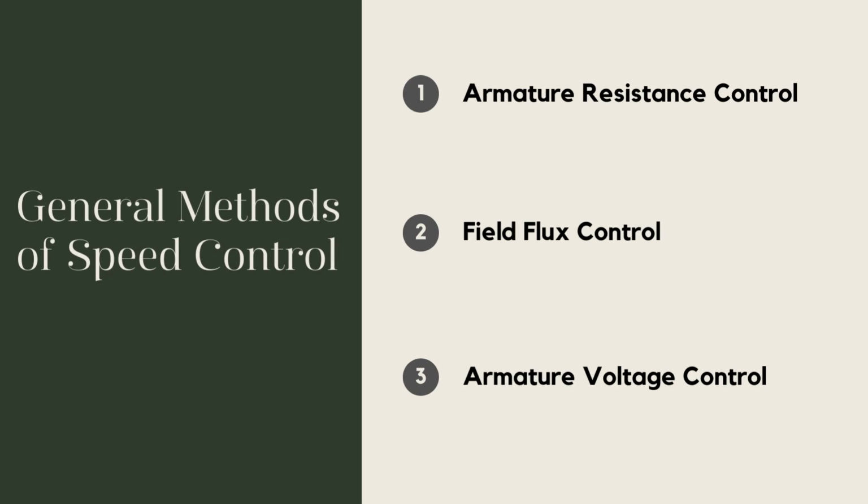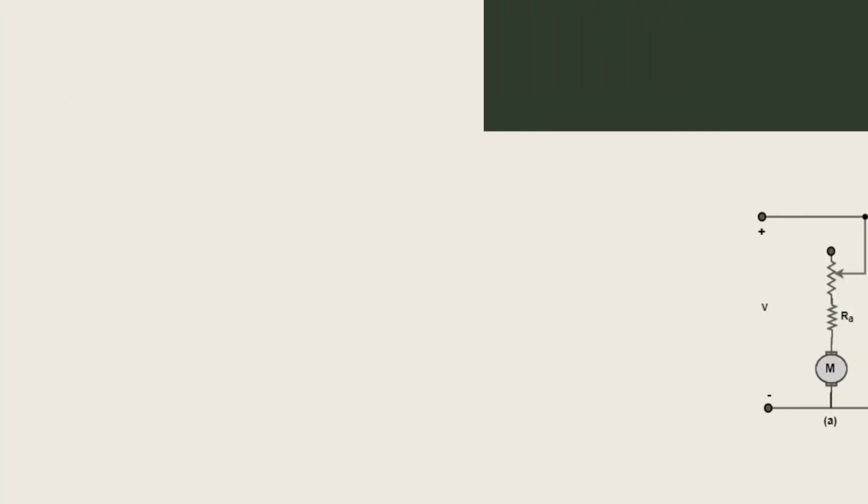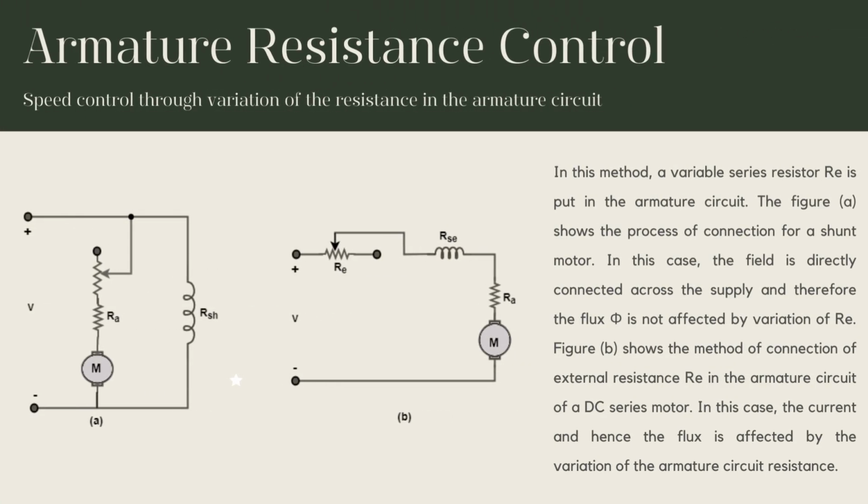Therefore, there are three main methods to achieve speed regulation, which are armature resistance control, flux control, and armature voltage control. The armature resistance control is based on the principle that the speed of the motor is directly proportional to the back EMF. If the supply voltage and the armature resistance are kept at a constant value, the speed of the motor will be directly proportional to the armature current.